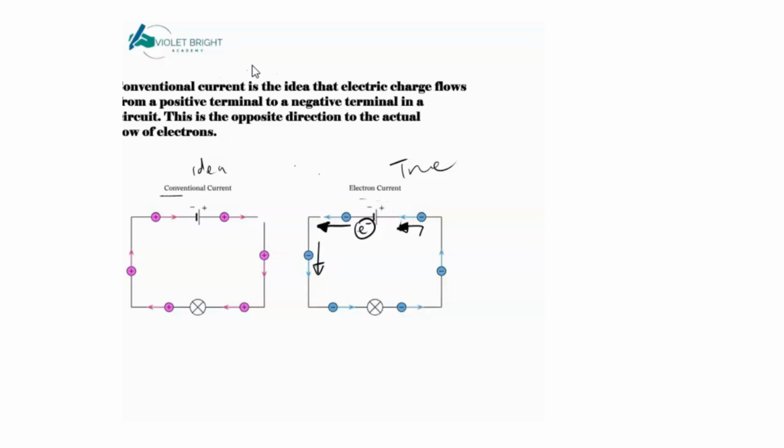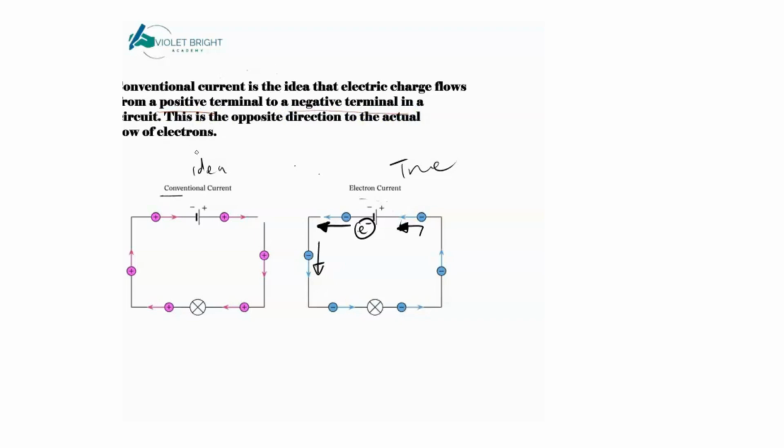So now I'm going to explain this phenomenon of conventional current, because it's more or less asked in questions, like explain conventional current. What you should know is that conventional current is an idea of how current flows from the positive to the negative terminal.